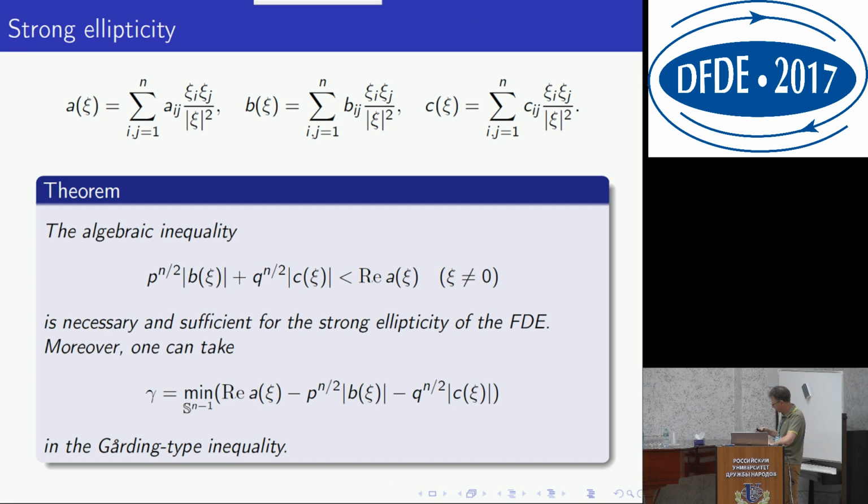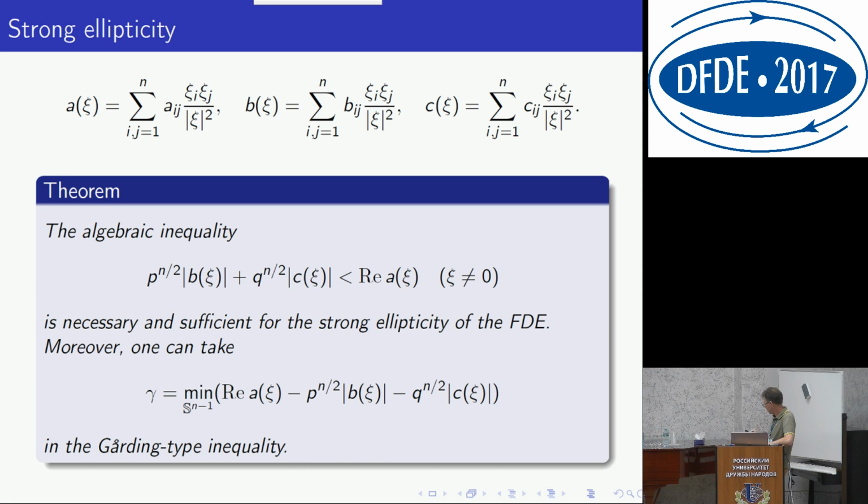Now the question arises to find an algebraic criterion for the Gårding type inequality. Here is the main slide for my talk. This algebraic inequality is necessary and sufficient for the strong ellipticity of the functional differential equation.